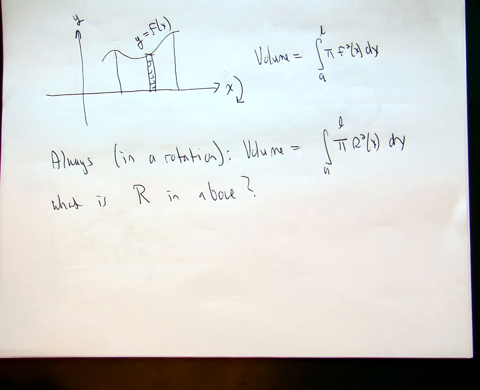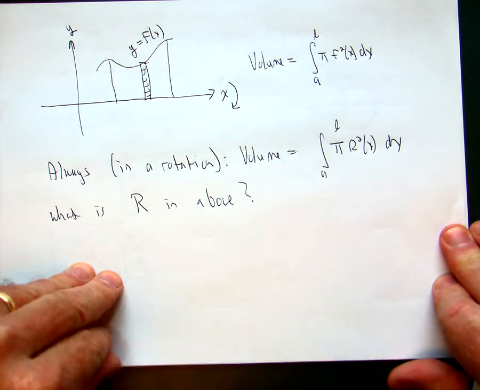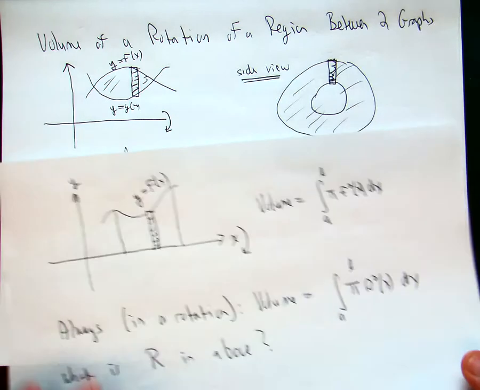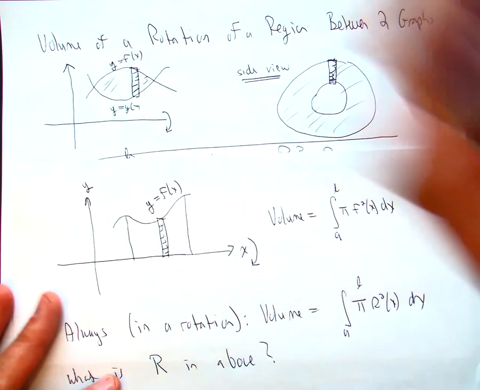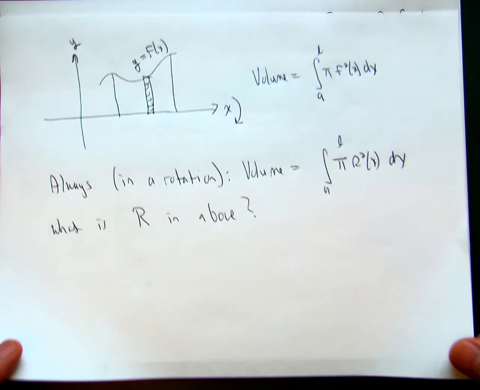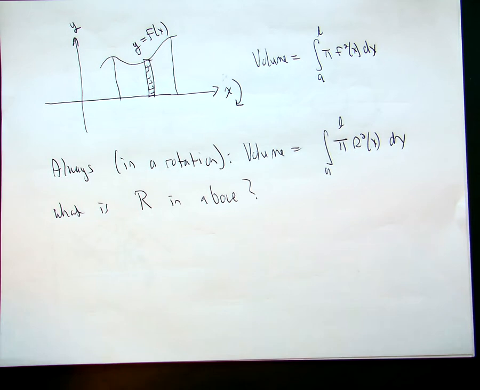Okay, I'm going to talk about a volume of a rotation between two graphs. And so what I mean is this. What happens if you take this region and rotate it around here? I'll come back to that, but that's the topic. But first I wanted to review the basic idea.